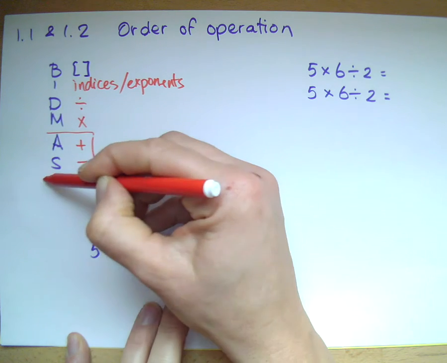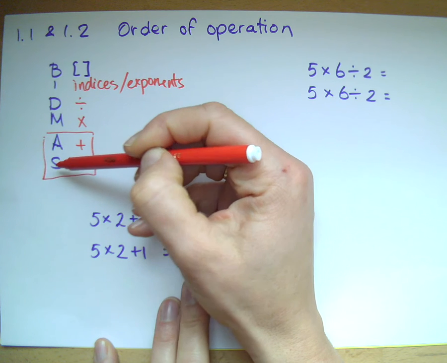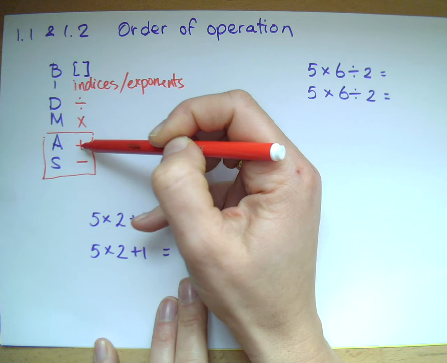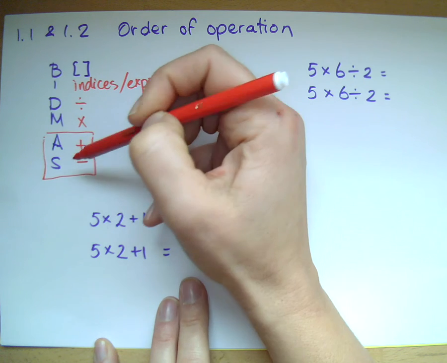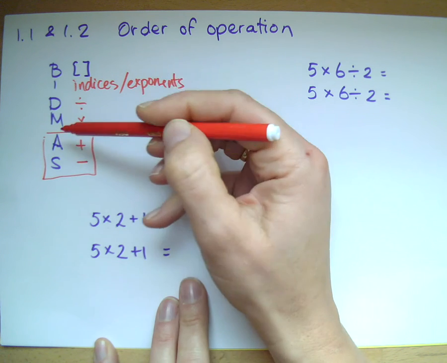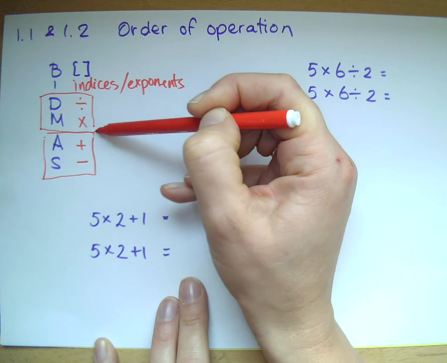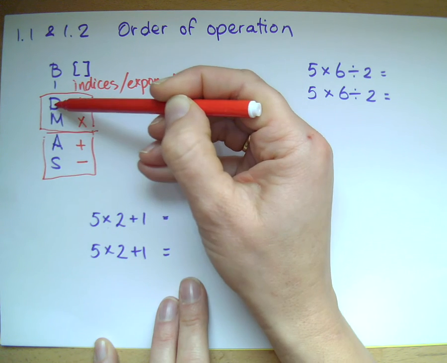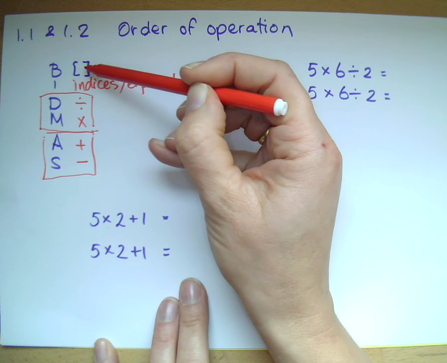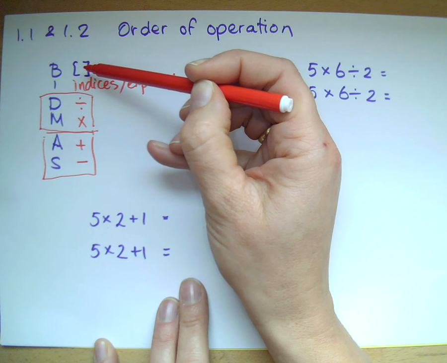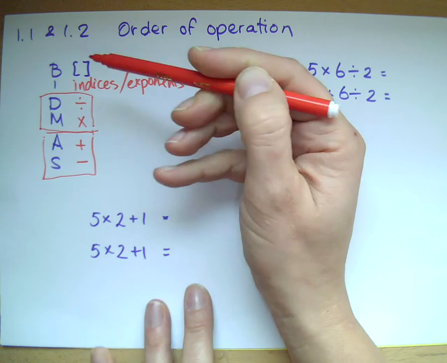Addition and subtraction go together. We could have said first subtraction, then addition. They're interchangeable. They're at the same level of importance. Division and multiplication go together. They could be in the opposite order. It doesn't make a difference. But brackets are definitely first on their own, and indices are second as well on their own.